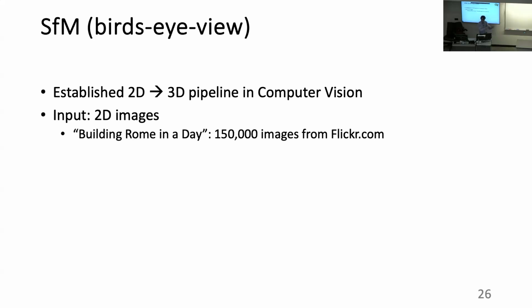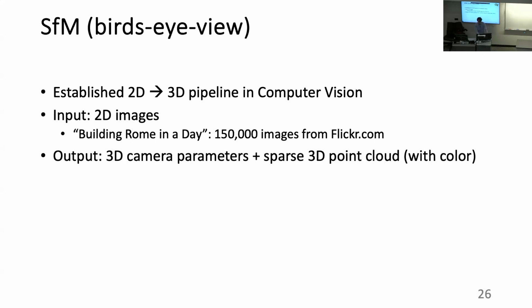But in any case, we input our 2D images, and they pulled 150,000 images in the example that I just showed you. And it outputs some 3D camera parameters. And if you remember your homework, the NeRF synthetic data set, that's exactly what you were playing around with. You have your 3D camera parameters, and structure from motion also outputs some sparse 3D point cloud, where sparse means that it's not dense.